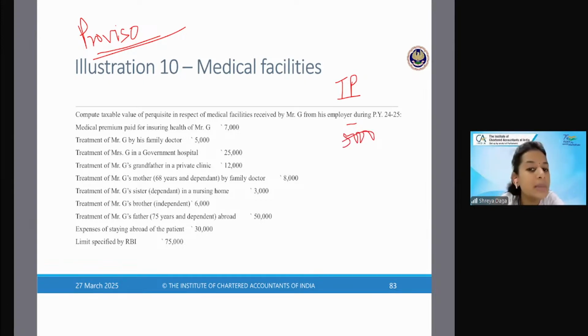Treatment of Mrs. G, meaning the employee's spouse. Employee's spouse is covered in family, so it's okay. Government hospital, okay. Government hospital is also covered. Is it exempt? Mrs. G in a government hospital, is it exempt by way of proviso to section 17(2)? Okay. Mr. G's grandfather. Family is spouse plus children plus dependent parents or siblings. Grandparents though are not covered. So this is taxable.